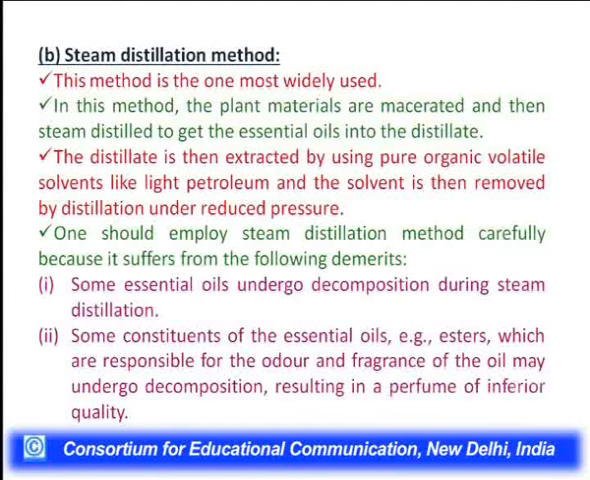In this method, the plant materials are macerated, crushed again and then steam distilled to get the essential oils into the distillate. The distillate is then extracted using pure organic volatile solvents like light petroleum, and the solvent is then removed by distillation under reduced pressure.